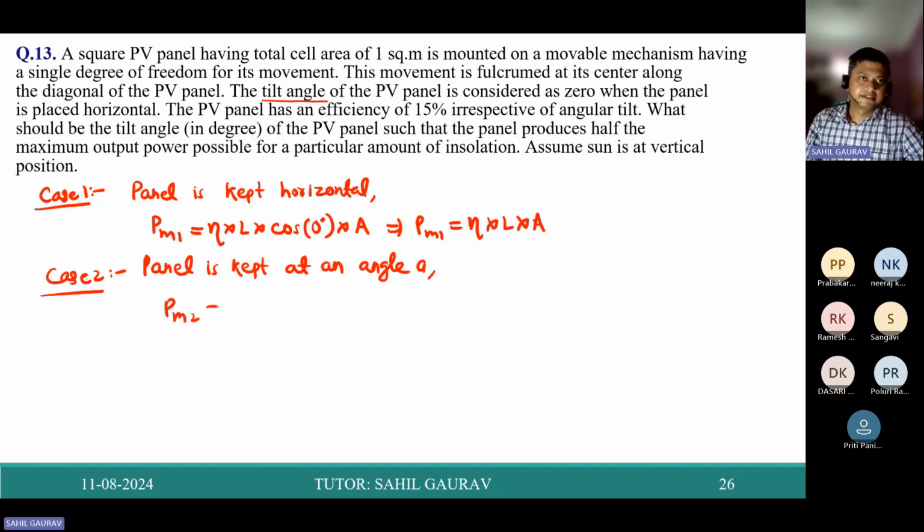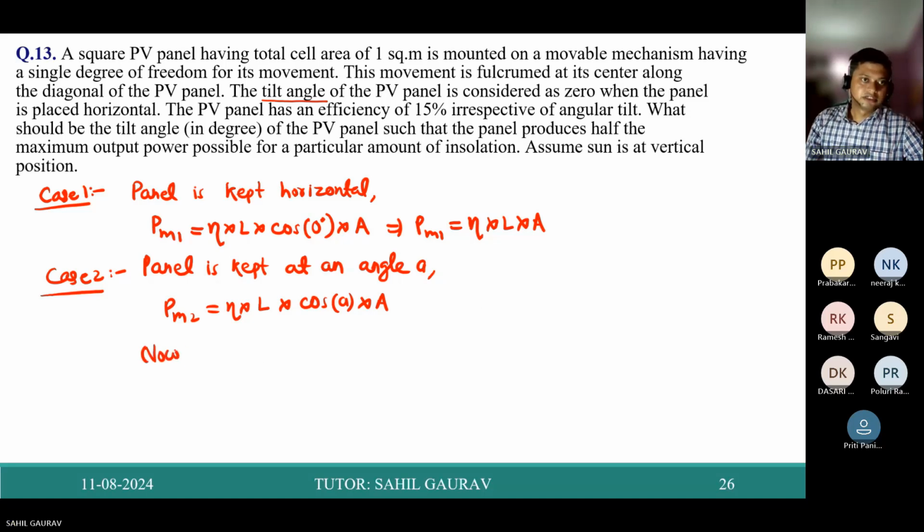So PM2 will be efficiency into solar insolation, and cos A, area will remain same. So PM2 will be N into L into cos A into area.